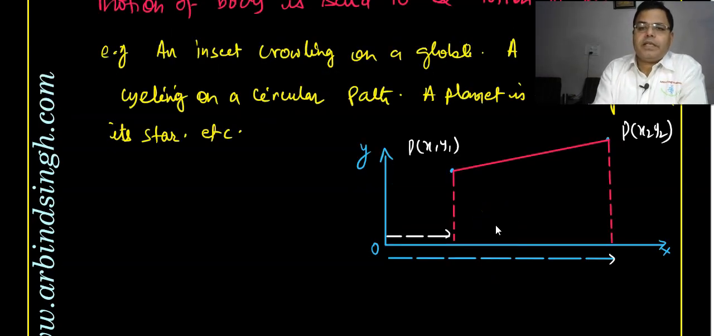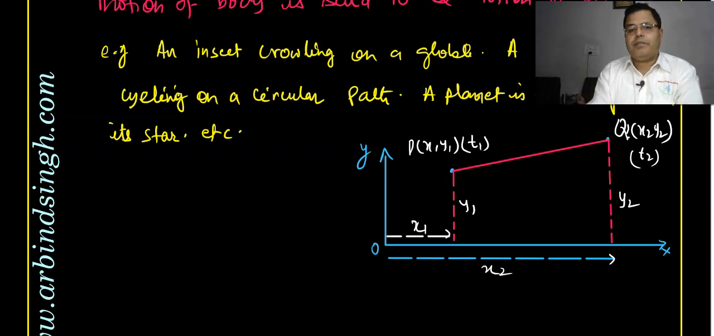So here the position of the particle is described in two dimensions along the x-axis and y-axis. The position at an instant of time t1 is this, and the position at an instant of time t2 is this. It can be described with the help of two variables. One is the x-coordinate, the distance along the x-axis, that is x1 and x2. The position along the y-axis is called the y-coordinate, so y1 and y2. So this point is x1, y1, and this point is x2, y2. Say P1, P2, or even you may write P and Q. These are two different positions. Here the position of the particle is described with the help of two independent variables, and therefore the motion is described in two dimensions.